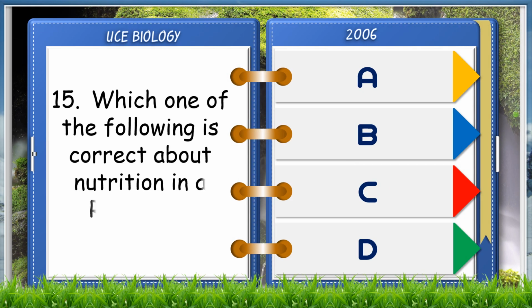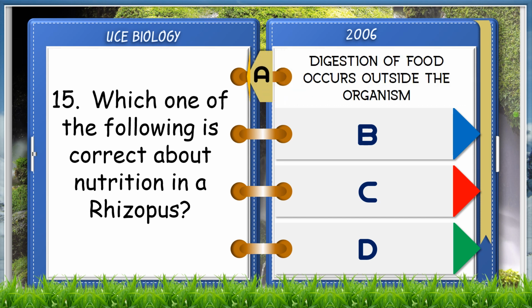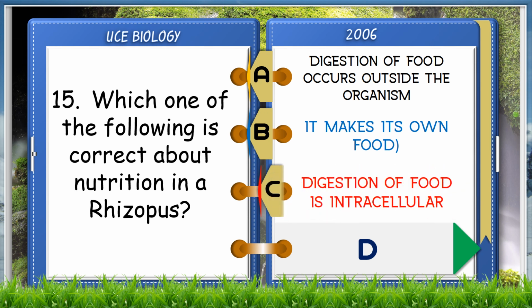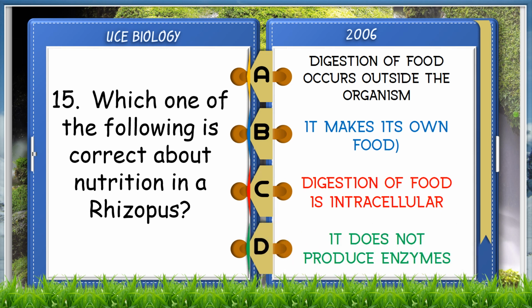Which one of the following is correct about nutrition in rhizopods? A. Digestion of food occurs outside the organism. B. It makes its own food. C. Digestion of food is intracellular. D. It does not produce enzymes. The answer is A. Digestion of food occurs outside the organism.